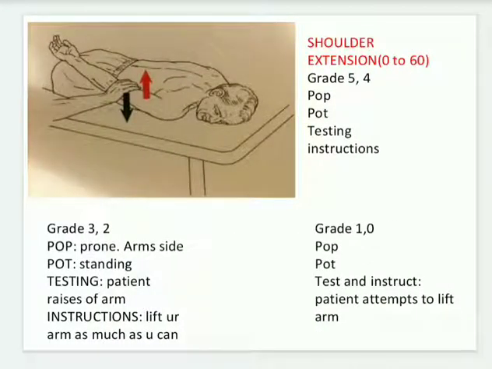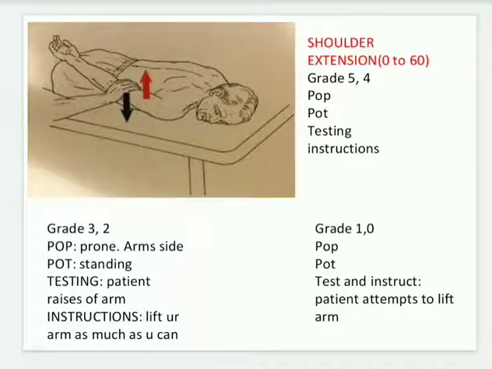Next, coming to shoulder extension. The range is about 0 to 60 degrees, or sometimes 0 to 45 degrees also. In this picture, for grade 5 and grade 4, the position of the patient is prone with the arms at the side and palm up, and the therapist is standing.